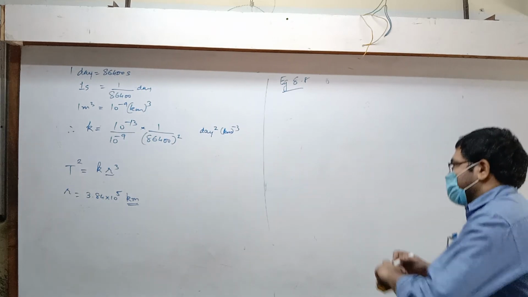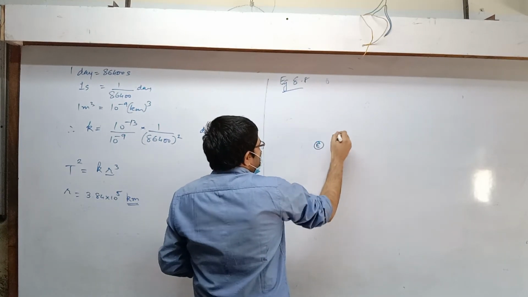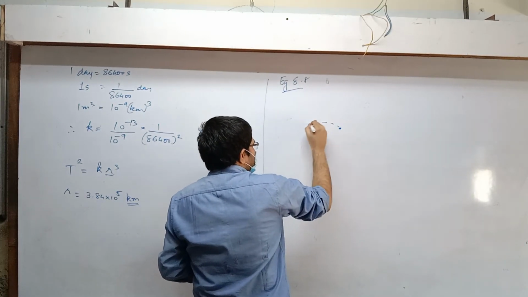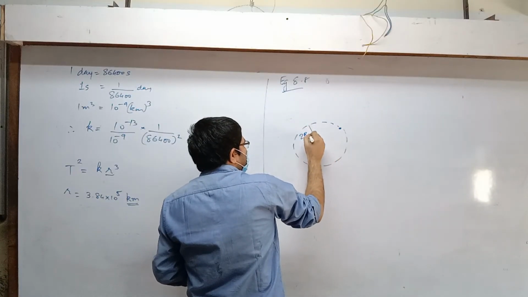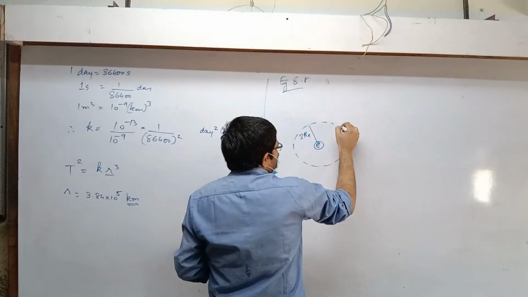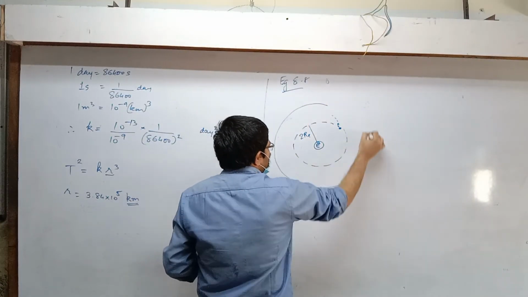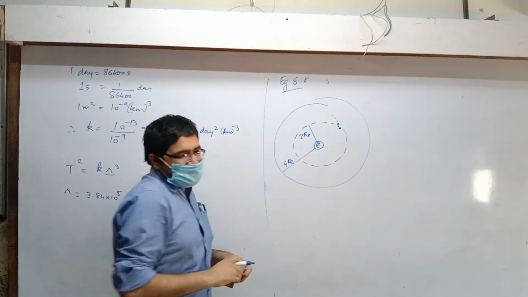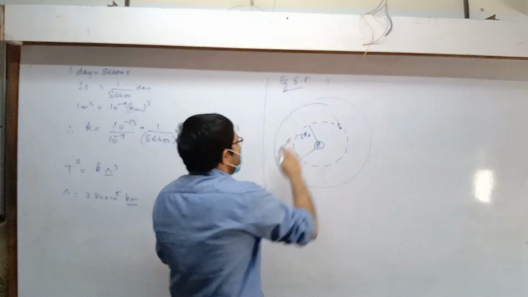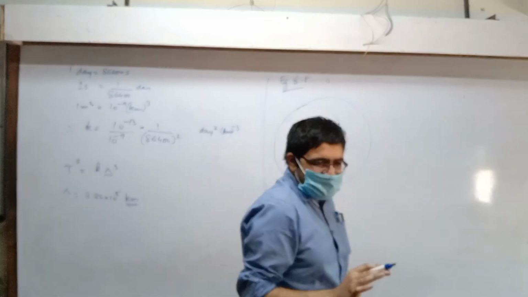A larger orbit. So this is Earth, and let's say here is the initial orbit of that satellite. What's the radius? 2 RE. Now from there we have to move it out and send it to a bigger orbit of radius 4 RE. So how much energy is required?